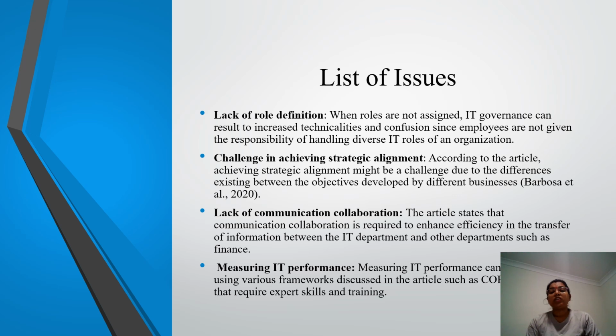The second one is the challenge in achieving strategic alignment. According to the article, achieving strategic alignment might be a challenge due to the differences existing between the objectives developed by different business units. And then the third one, which is most important, is the lack of communication and collaboration. The article states that communication and collaboration are required to enhance efficiency in the transfer of information between the IT department and other departments such as finance. Then measuring IT performance using various frameworks, which the articles discuss. So these are the list of issues I put on the slides.